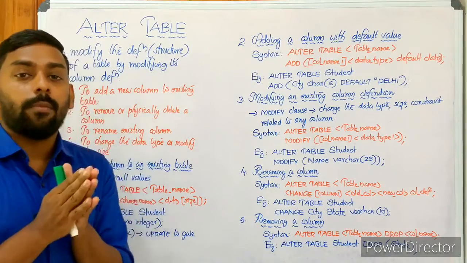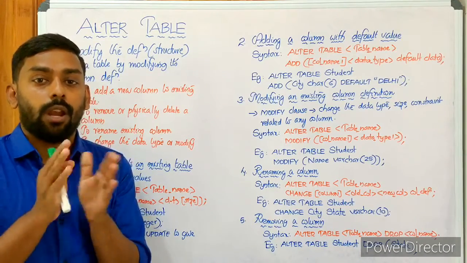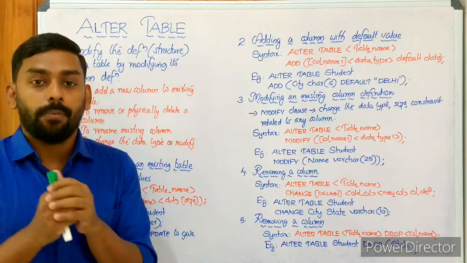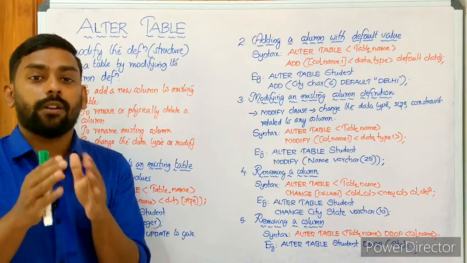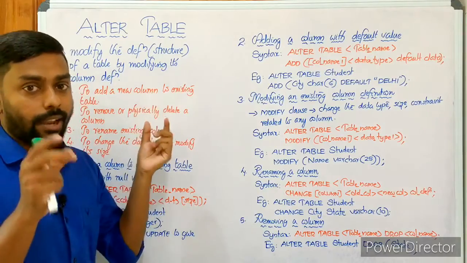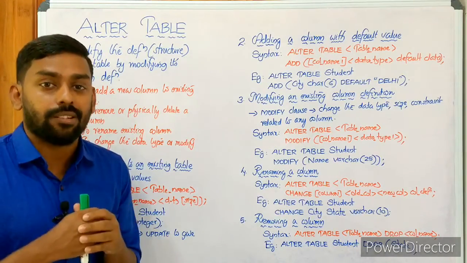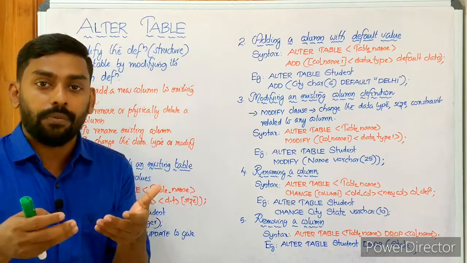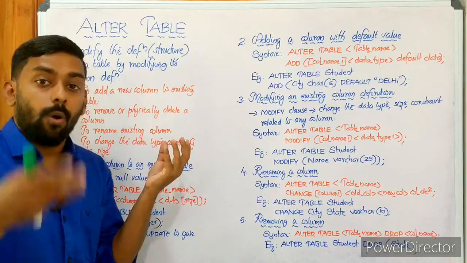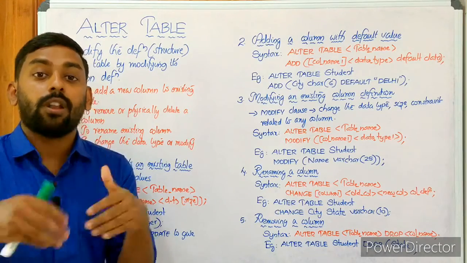We know alter table command is one of the commands in DDL, data definition language, along with create and drop. Create, alter and drop are the DDL commands, and alter is the second command. The alter table command is used to modify the structure, or all the DDL commands are associated with the structure or definition of a table. So alter table command is also used to deal with the structure or definition of a table.